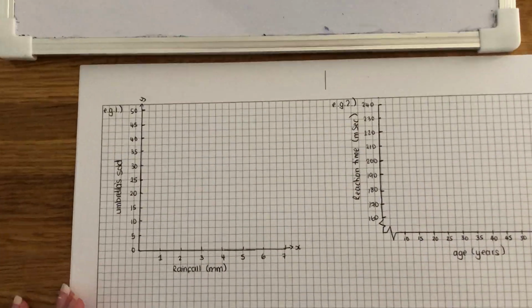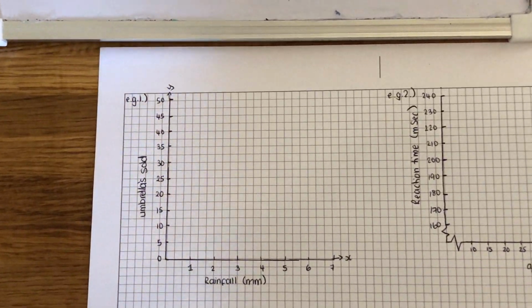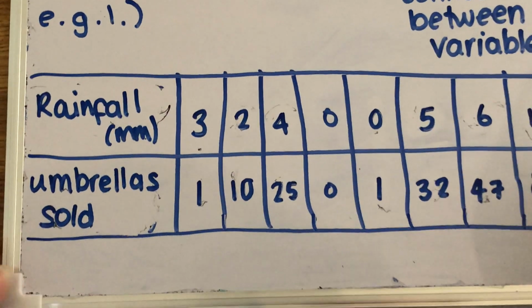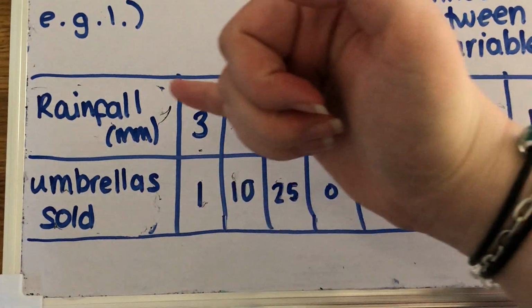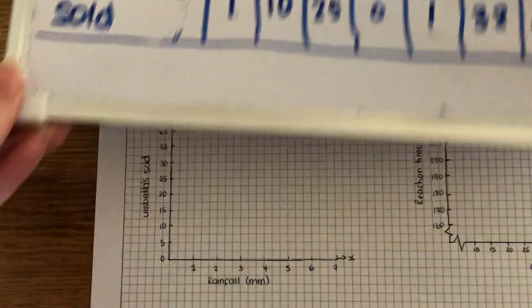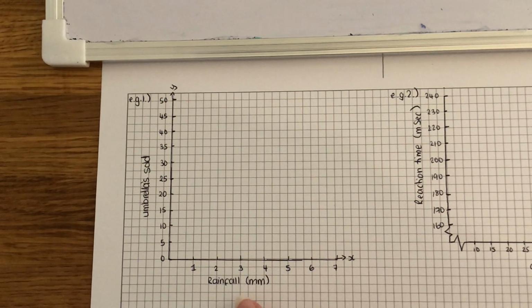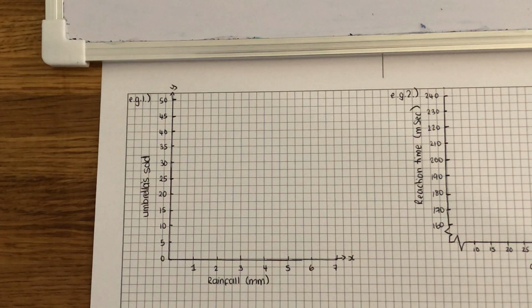Okay, I'm going to zoom in just a little bit on the graph that we're going to be focusing on. Okay, so the numbers that are on here are linked together. So we're going to be plotting these two points together. If we look at the graph, on the x-axis we've got the rainfall, and on the y-axis is the umbrellas sold.